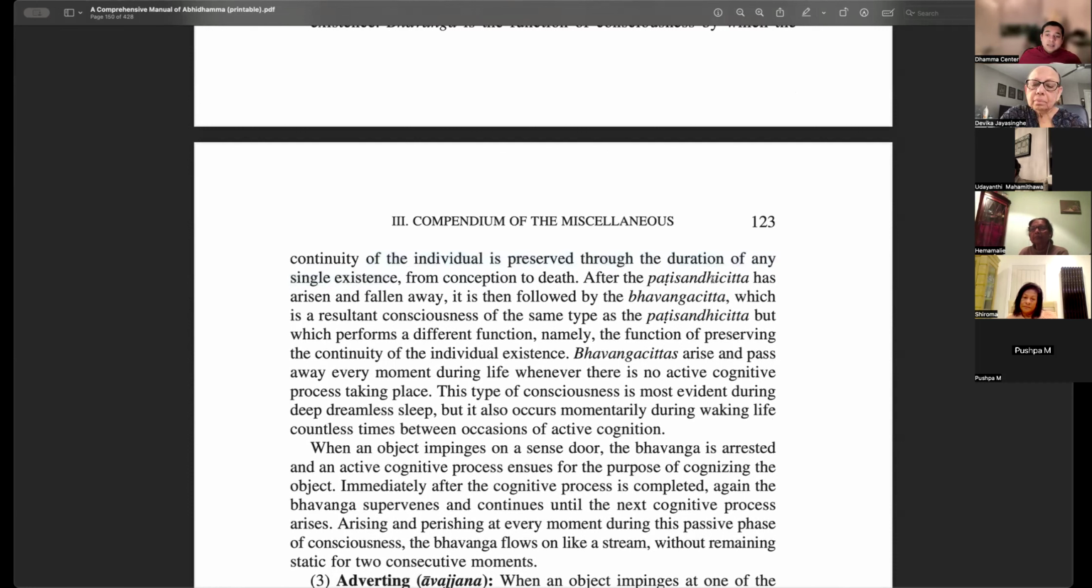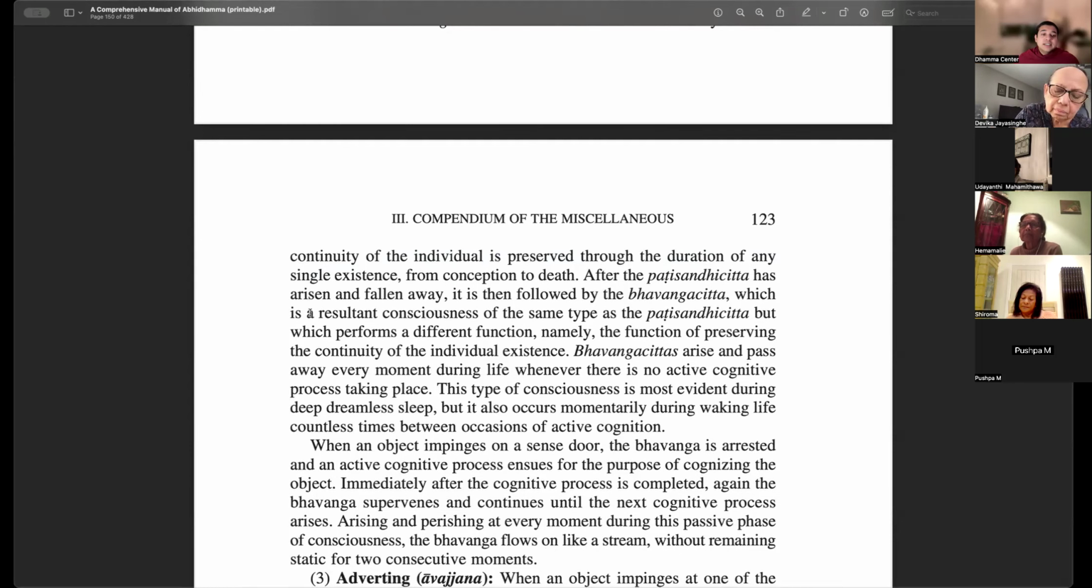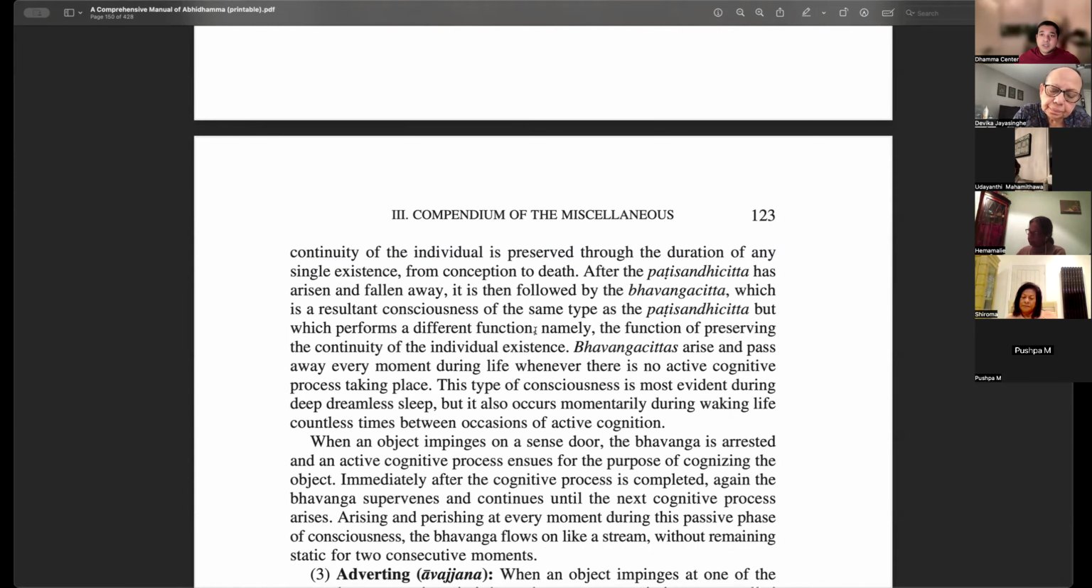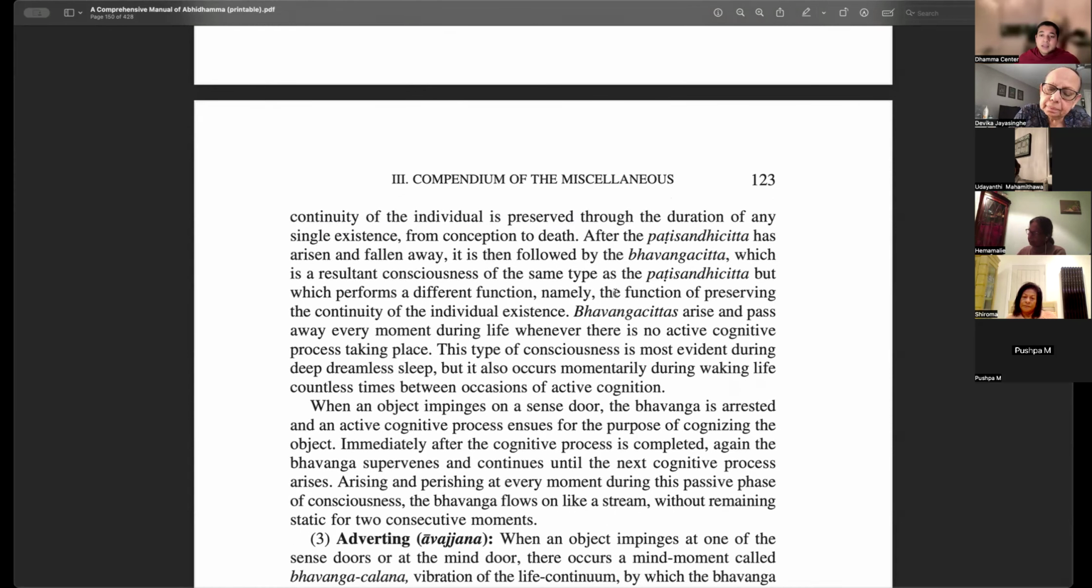After the Patisandhi chitta has arisen and fallen away, it is then followed by the Bhavanga chitta, which is a resultant consciousness of the same type as the Patisandhi chitta, but which performs a different function, namely the function of preserving the continuity of individual existence.